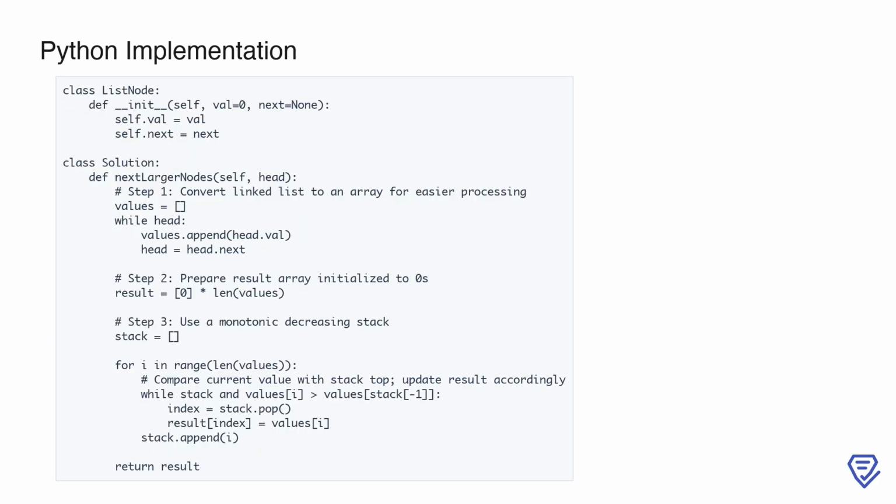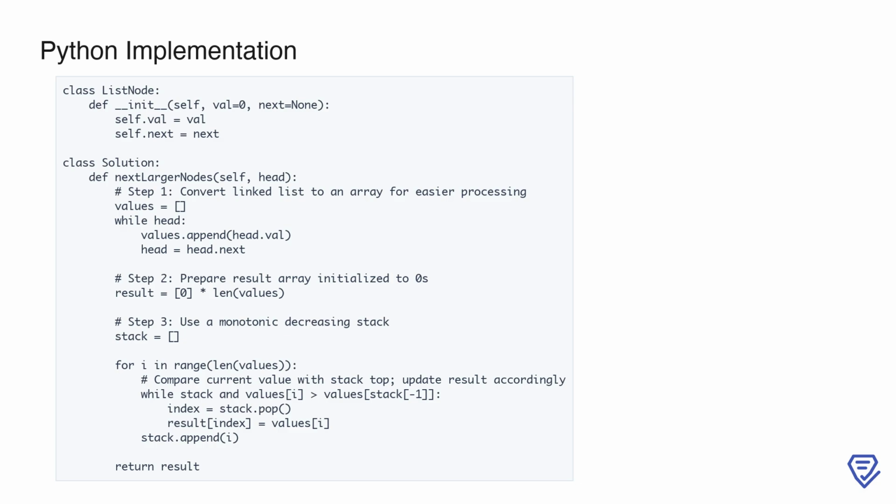This code solves the LeetCode problem number 1019, Next Greater Node in Linked List, using an efficient approach with a monotonic stack. Let's break it down step by step. 1. Convert linked list to array. Since it's easier to work with arrays for indexing, we first traverse the linked list and store its values in a list called values. This transformation ensures that we can process the elements sequentially and access them directly by their index.